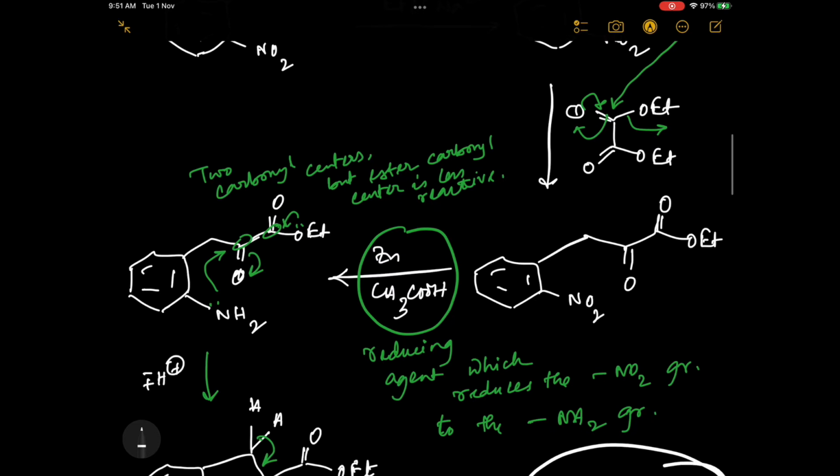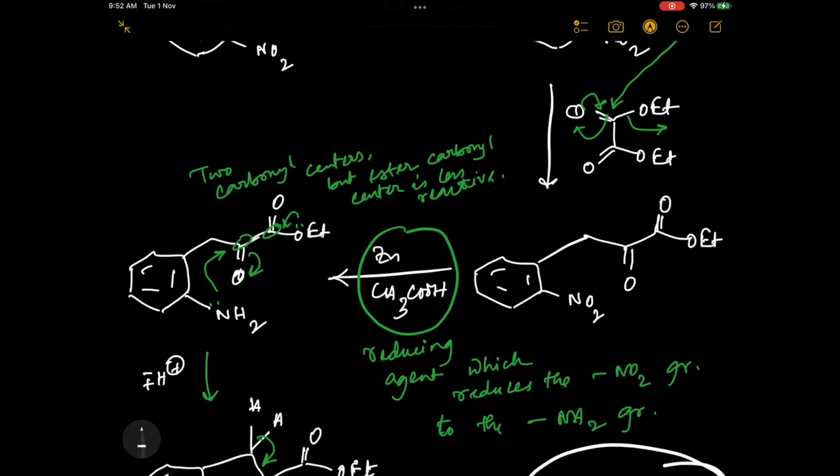Now this dicarbonyl compound that we have found reacts with zinc acetic acid. Zinc acetic acid is a reducing agent which basically reduces the nitro group to the amino group, NO2 to NH2. Then the NH2 attacks one of the carbonyl centers, but the OEt containing carbonyl center is less reactive because OEt replenishes a little bit of electrons. It is an electron donating group.